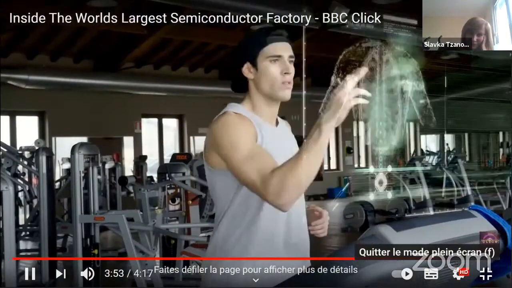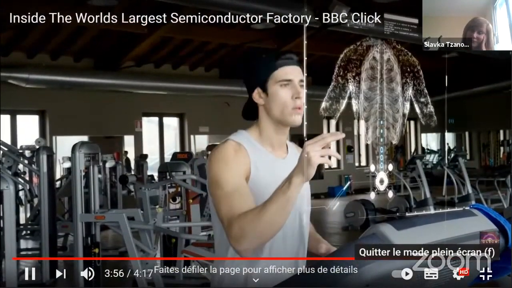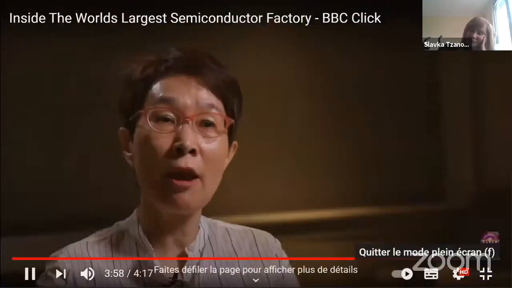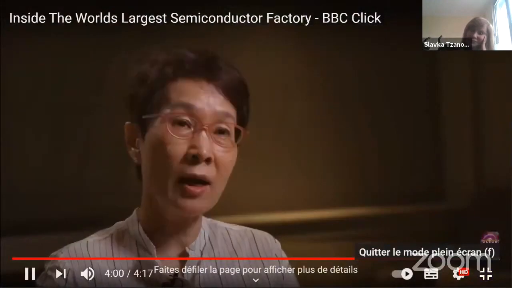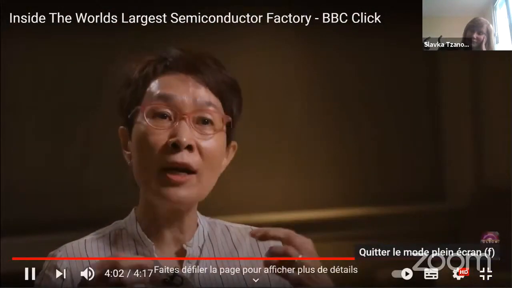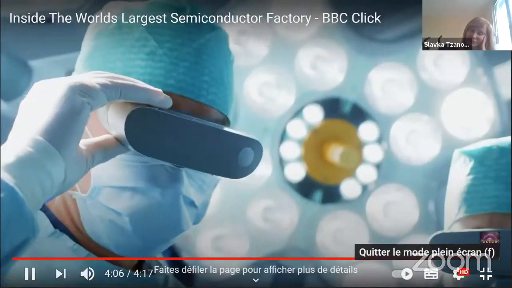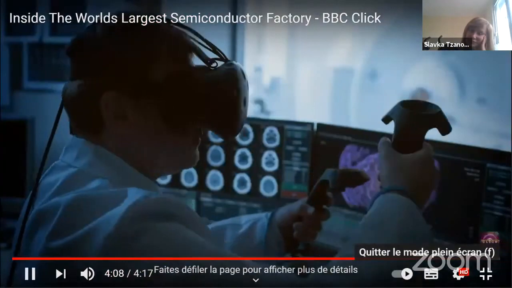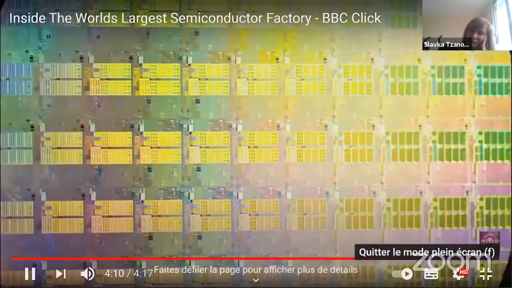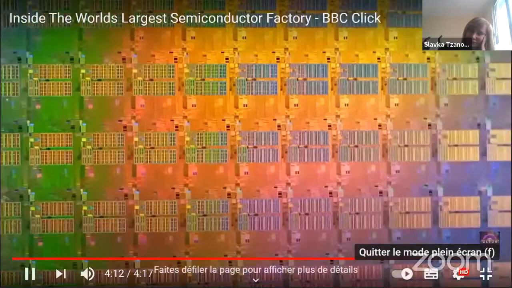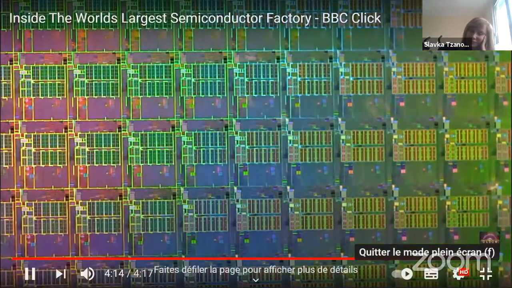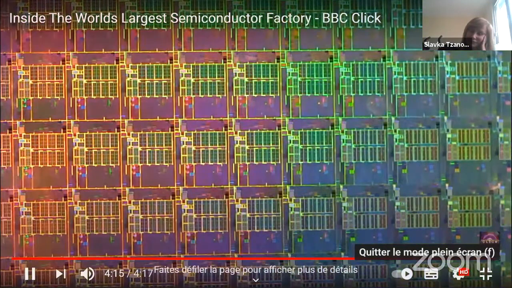The next driver is what we call ubiquitous computing. It is computation everywhere at any time. All the devices are connected. Billions and billions of edge devices that are smart, that can compute at any time and communicate and link. And that will be the future enabled by semiconductors.